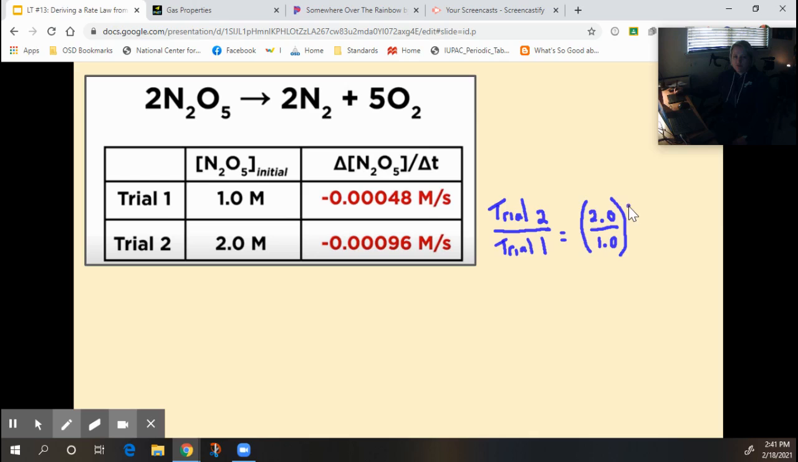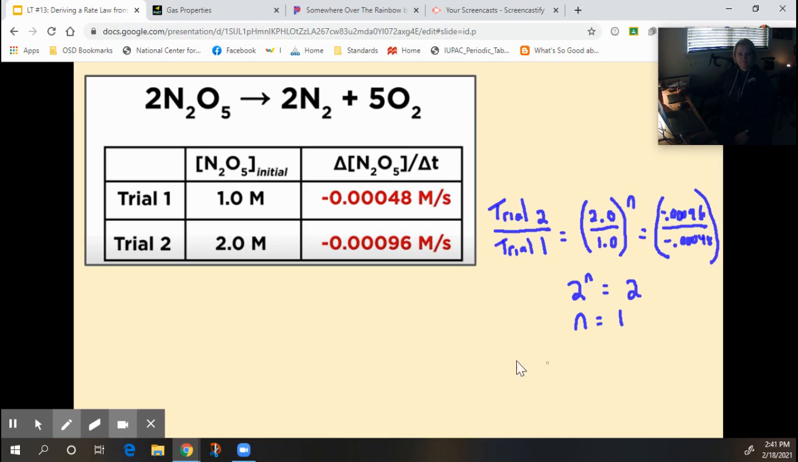And I know it's going to have some order of reaction, n, that's going to go to negative 0.00096 divided by negative 0.00048. And then I can do this math here, which is going to be 2 to the nth power is going to equal 2. Well, I can just eyeball this and say, all right, my order of reaction is n equals 1.